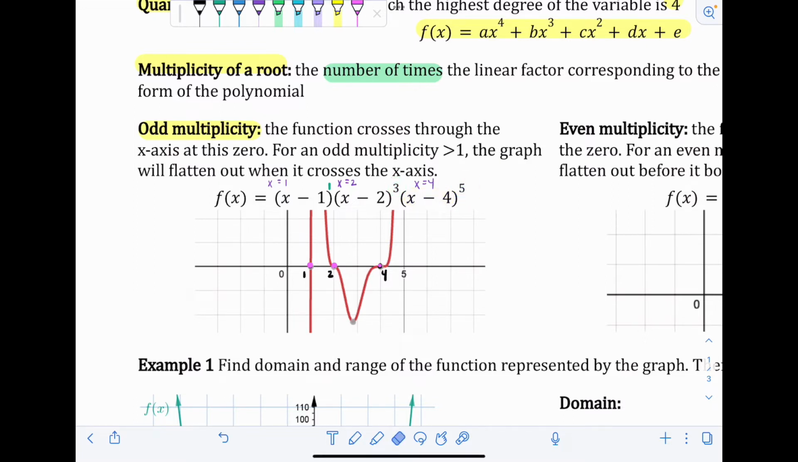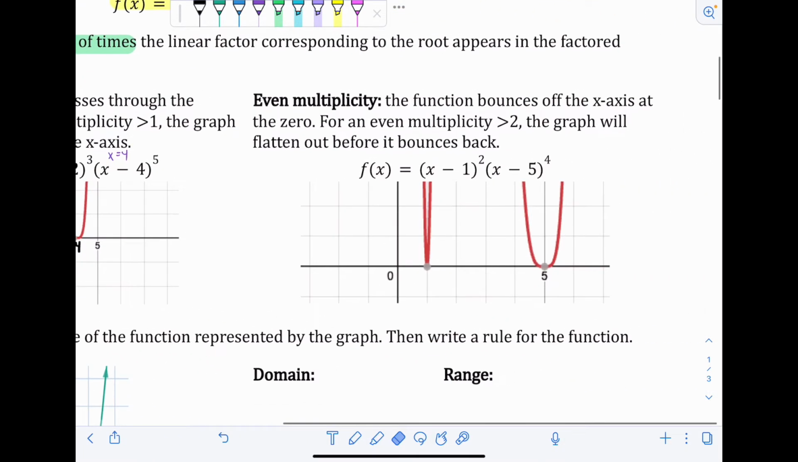So odd crosses through, and just keep in mind the higher the power, the more it's going to flatten out as it crosses the x-axis. Okay, and then even multiplicity. When there's an even multiplicity, the function bounces off the x-axis at the zero. For an even multiplicity greater than 2, the graph will flatten out before it bounces back. So same concept of flattening out with the higher powers.